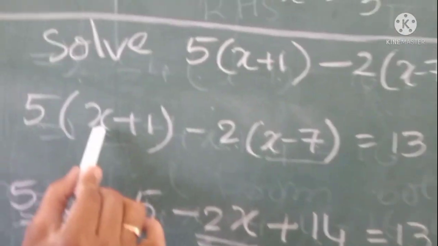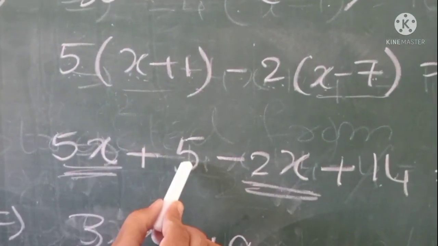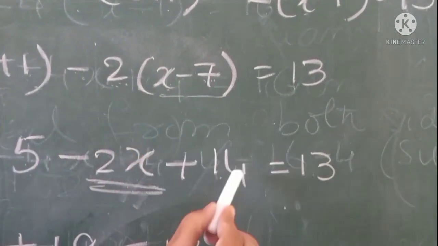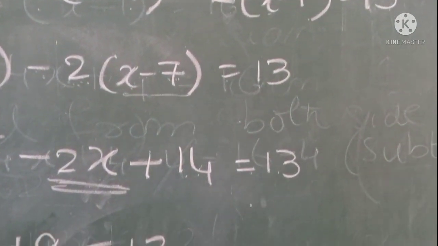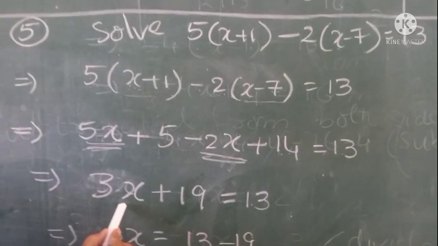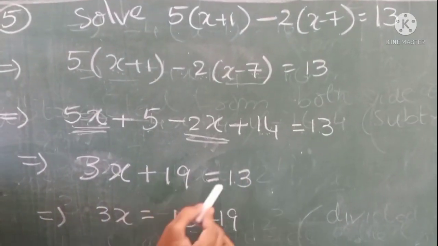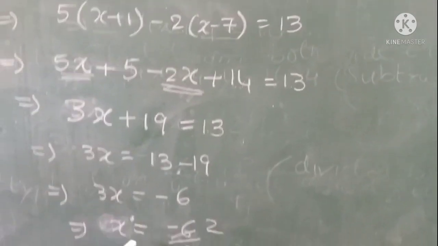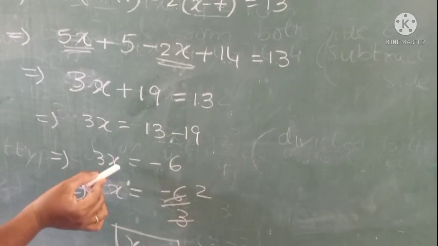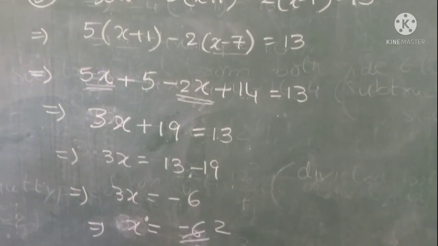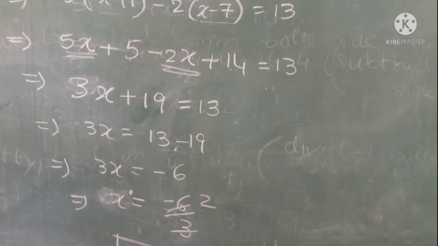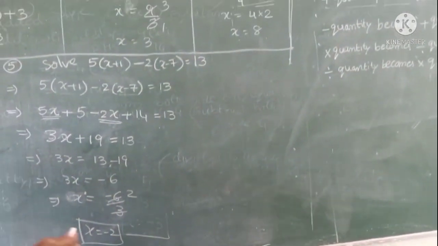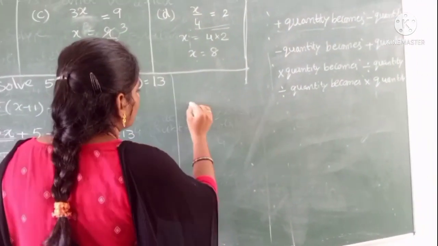5 into x, 5x, 5 into 1, 5, minus 2 into x, 2x, minus into minus plus, 2 sevens are 14 equals 13. 5x minus 2x gives 3x, plus 5 and 14, 19, equals 13. 3x equals 13 minus 19, minus 6. So x is equal to minus 6 by 3, x is equal to minus 2. Children, check this problem. Is x equals minus 2 the solution of the given equation or not? Let's check once.